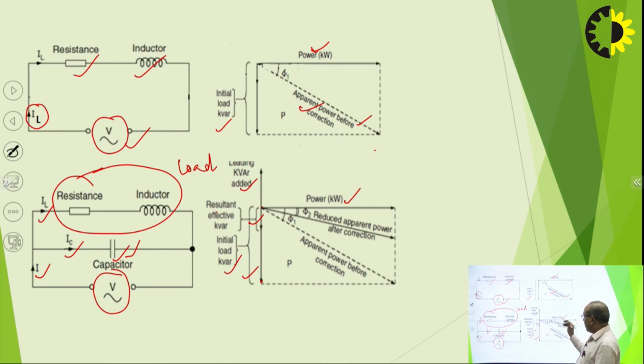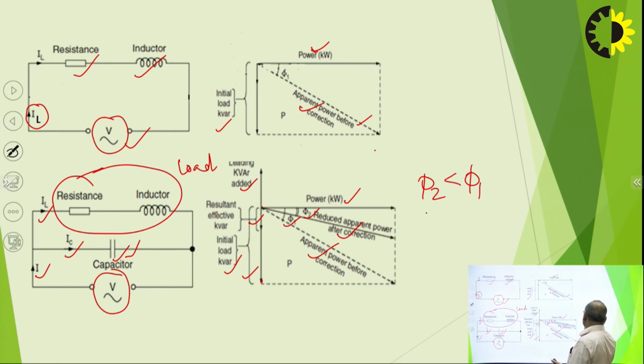Active power remains the same, so apparent power, the resultant of active and reactive power, also reduces. This is the reduced apparent power after connecting the capacitor, and this is the apparent power before connecting it. In the first case, without the capacitor, the angle is phi 1. After connecting the capacitor, the angle is phi 2, and phi 2 is less than phi 1.